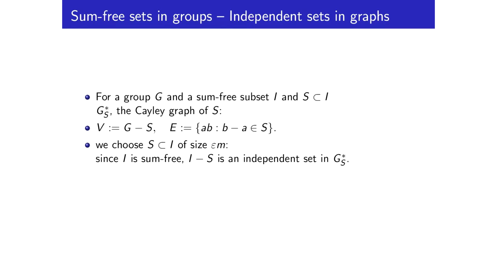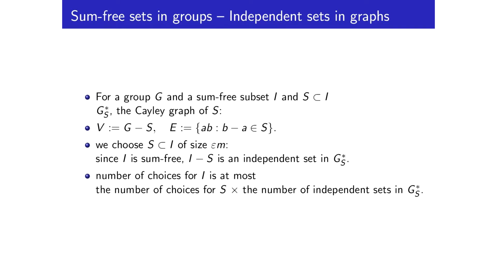Now assume that we want to count the number of sum-free sets. So assume that I is a sum-free set. Then we choose a set S of size epsilon n, so S is a small set. Then we should observe that I minus S is an independent set in this graph. Otherwise, there would be a sum in I. So if we count the number of choices for I, then first we have the number of choices for S, which is small because S is a small set, and the number of independent sets in this graph that we define. And this way we can get a reasonably good estimate of the number of sum-free subsets.